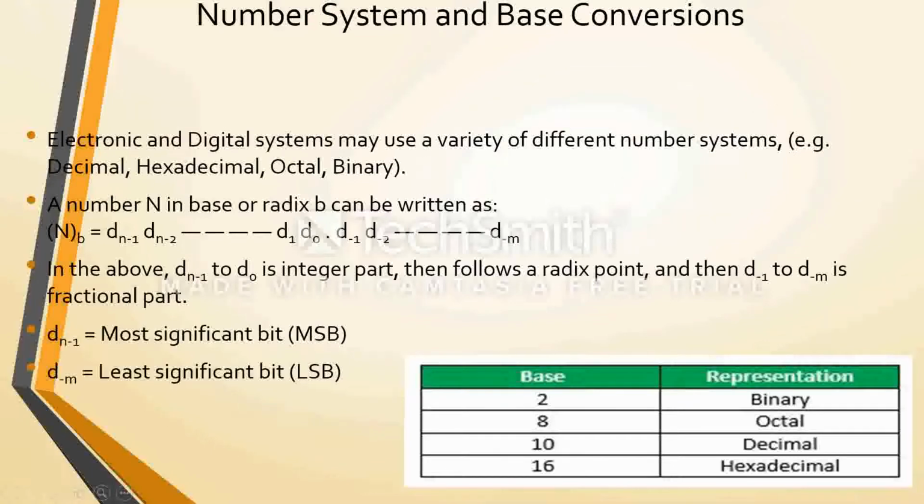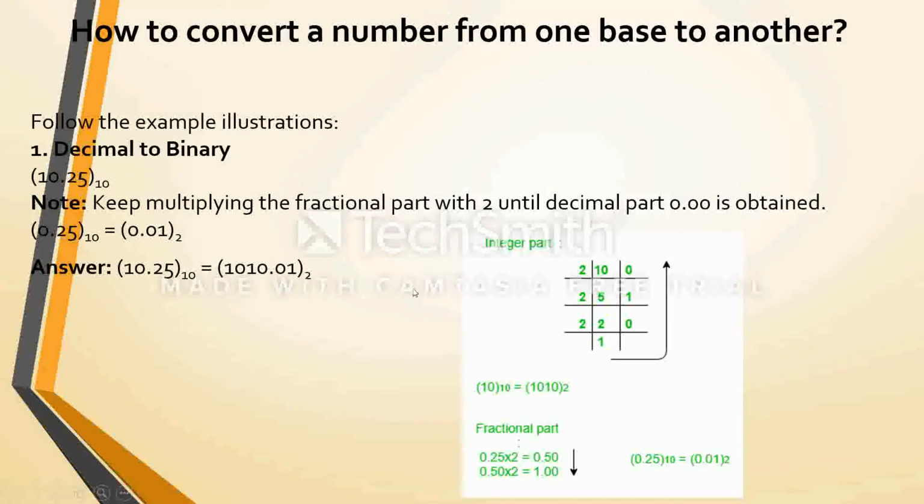So here you can have a look at the different representations of number systems. Binary represents base 2, octal is base 8, decimal is base 10 and hexadecimal is base 16. Just to have a quick review of the number system, we have included this. Then quickly moving to converting a number from one base to another, have a look at the decimal to binary example. We have taken the example of decimal number 10.25, that is, it consists of an integer part as well as a fractional part.